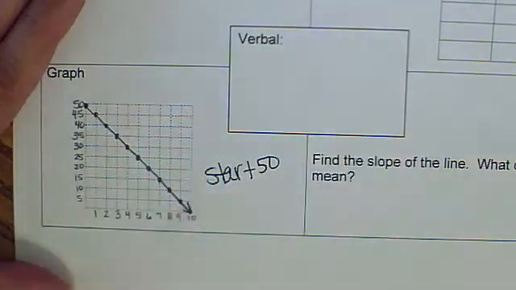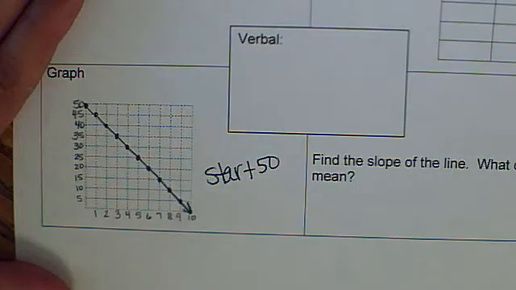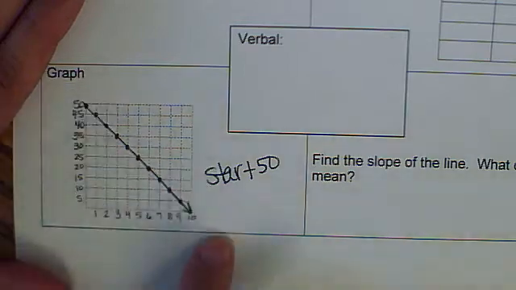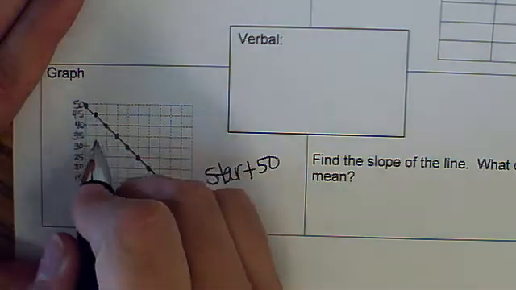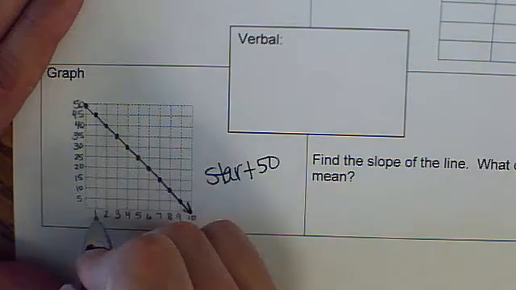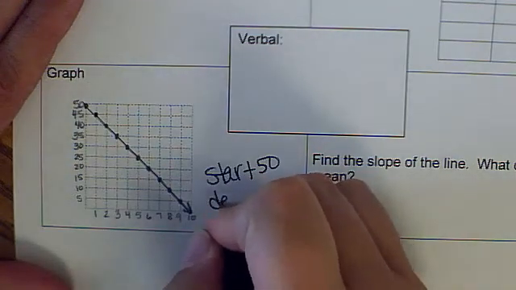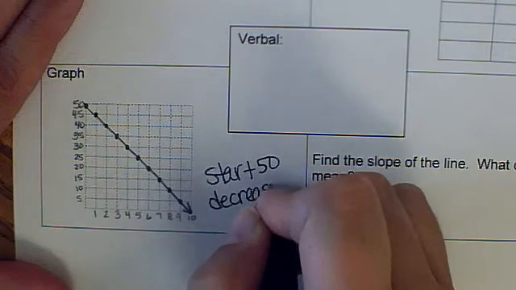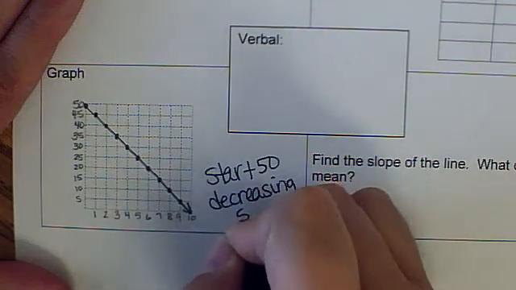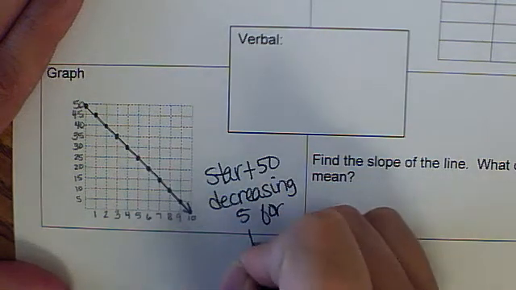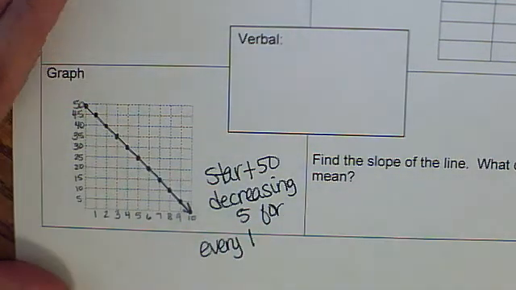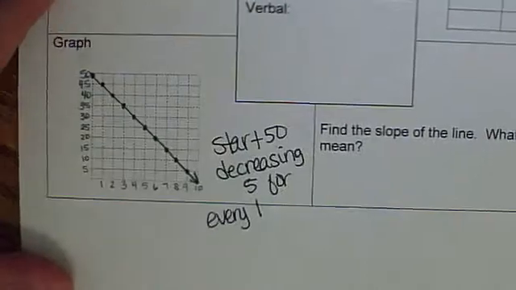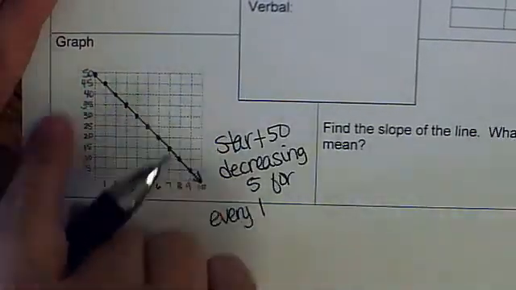Okay, so I'm just going to take some notes about this. It's starting at 50. And then is my graph going up or going down? It's going down, and it looks like it's going down about 5 for every 1. So decreasing 5 for every 1. And that doesn't make a whole lot of sense until I put some units there.